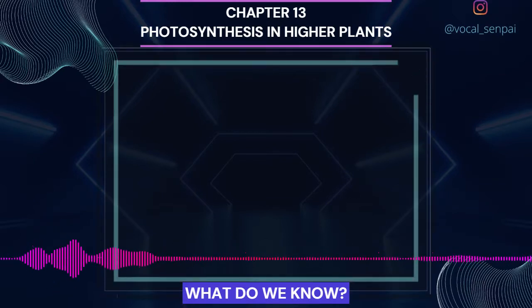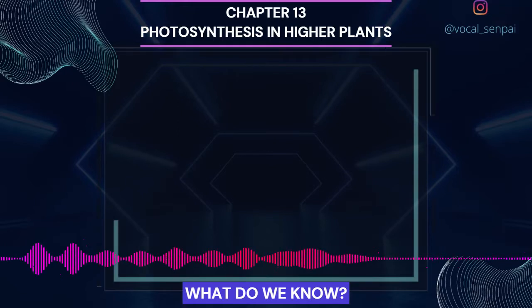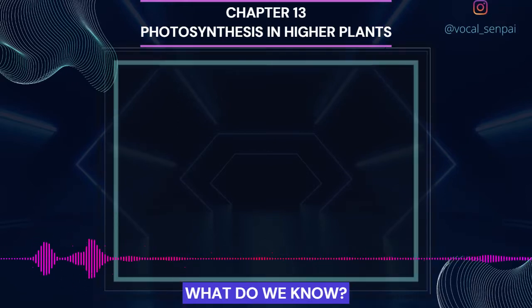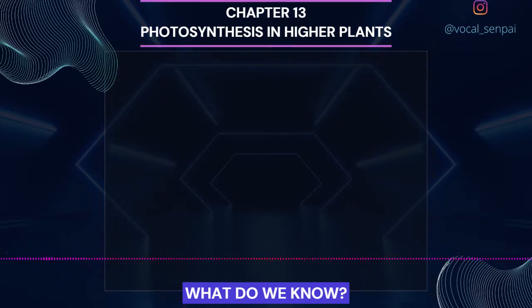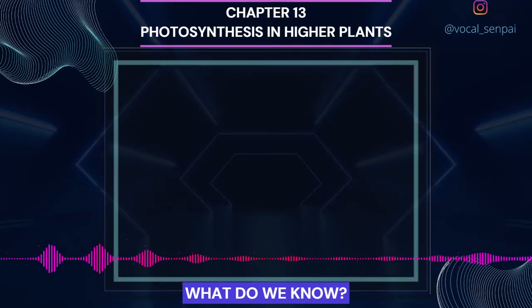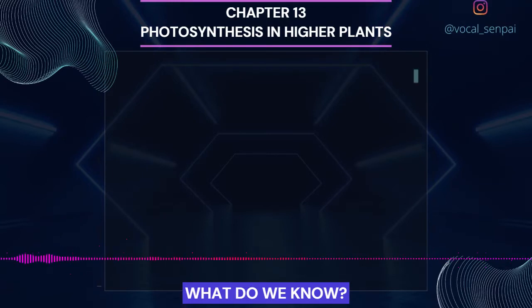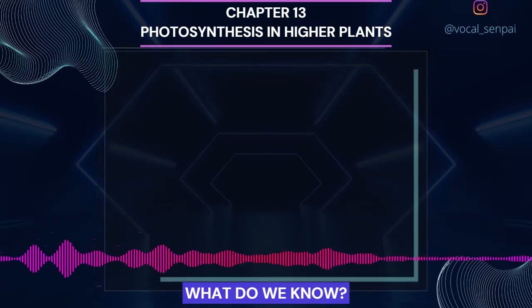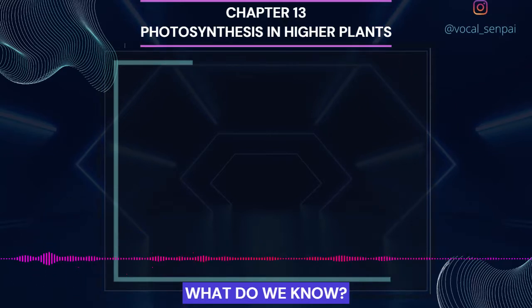You may have carried out the experiment to look for starch formation in leaves, a variegated leaf or a leaf that was partially covered with black paper and exposed to light. On testing these leaves for the presence of starch, it was clear that photosynthesis occurred only in the green parts of the leaves in the presence of light.